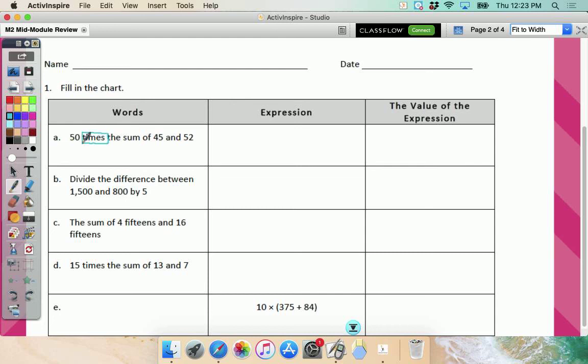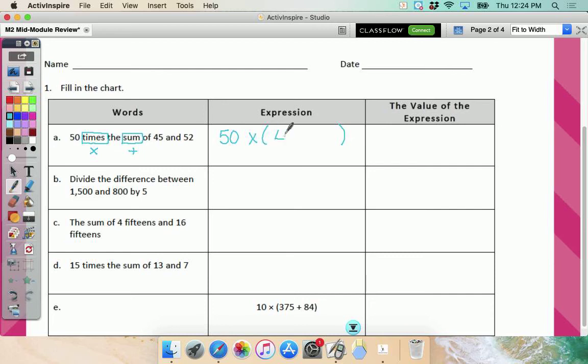Box around times and a box around sum. And if I do it, then you should also do it, okay? Whatever I write, I want you to write today. Times tells me I'm going to do what? Multiply. What does sum tell me I'm going to do? Add, okay? So this is going to be 50 times something plus something.